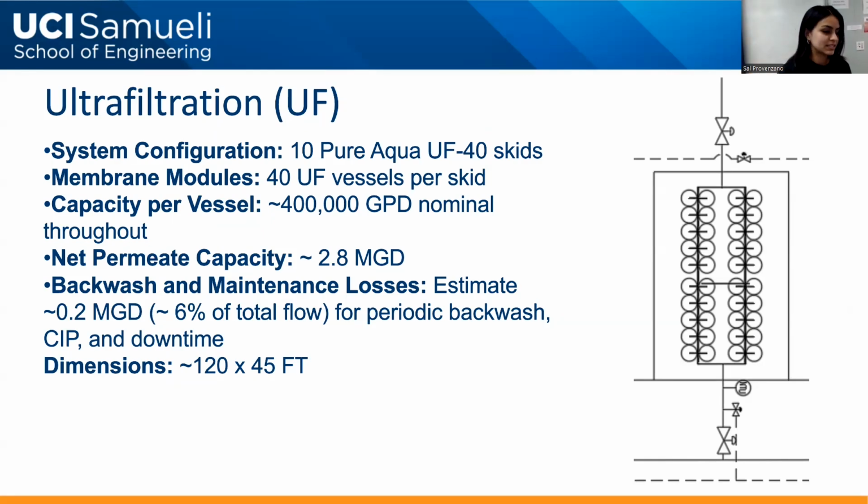My name is Kyla, and I'm going to be discussing the ultrafiltration, and we decided on this because it provides higher quality standards compared to microfiltration. So given the data sheet, we were able to configure the system to 10 Pure Aqua UF skids. This means we'll have 40 UF vessels per skid, which will each have a capacity for 400,000 gallons per day nominal throughput. The net permeate capacity will be approximately 2.8 million gallons per day with the backwash and maintenance losses of 0.2. And the dimensions that were calculated are approximately 120 by 45 feet.